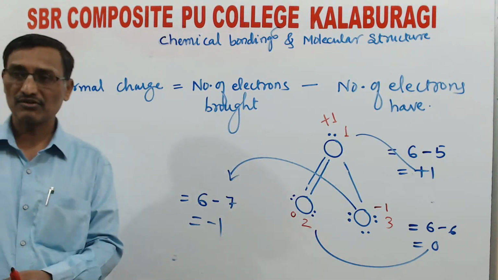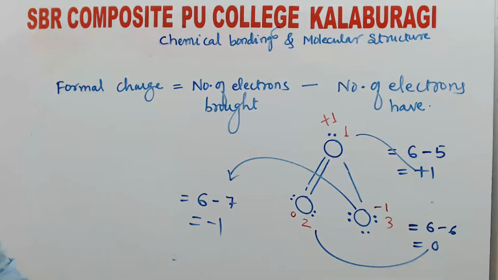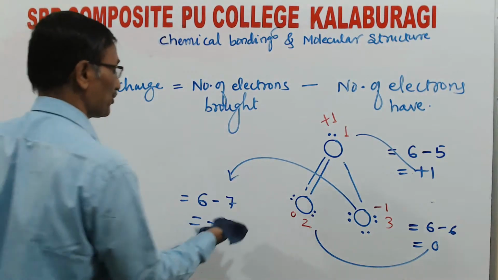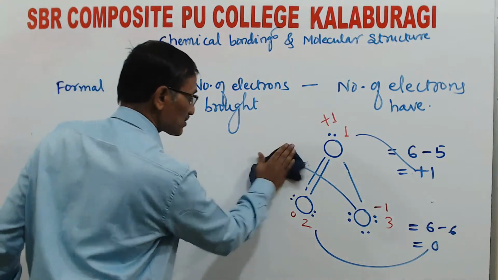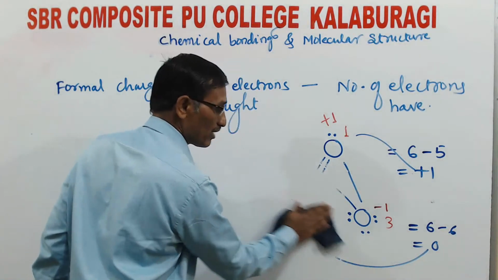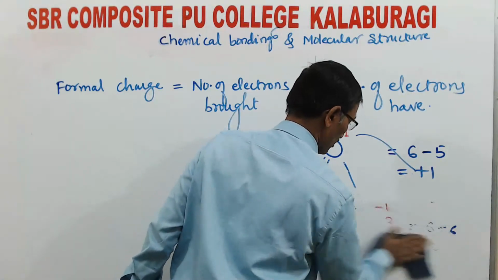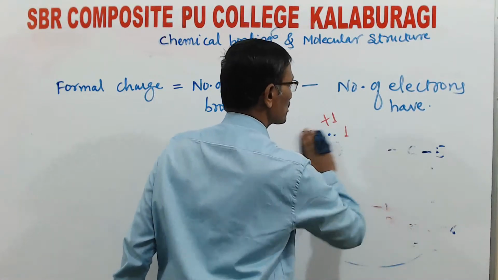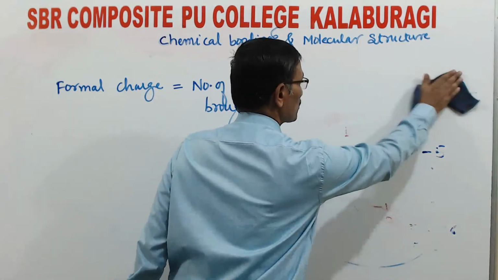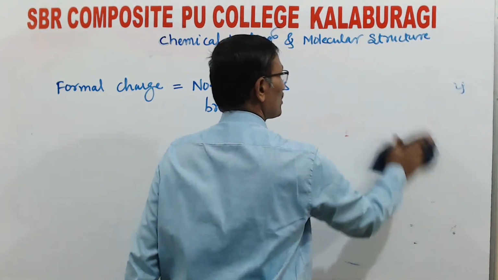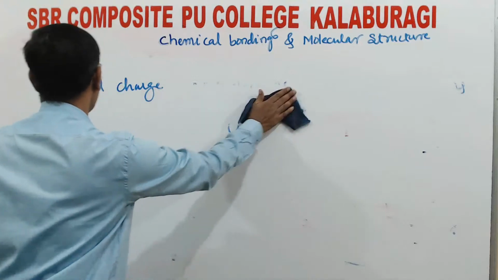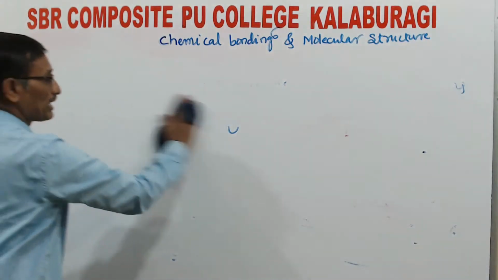There is also a formula you can go through, but it is only for your competitive exams. You will write V minus L minus 1 by 2 into S. That is valence electrons minus lone pair electrons minus 1 by 2 into bonded pair, shared pair electrons, we can say. Okay. Now I will take one more example.